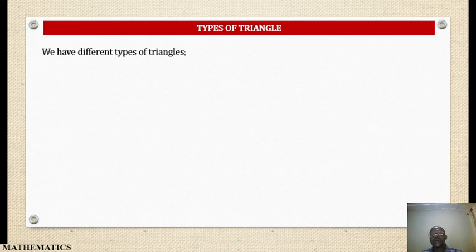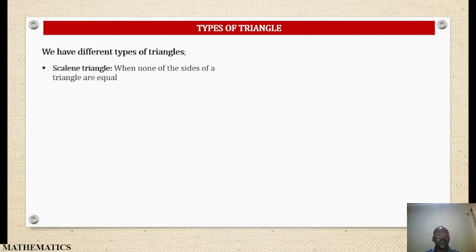Now, when we talk about triangles, we have different types of triangles. So we are going to look at all the types of the triangle that will be useful to us under this particular lecture. And the first type that we are going to look at is what we call scalene triangle.